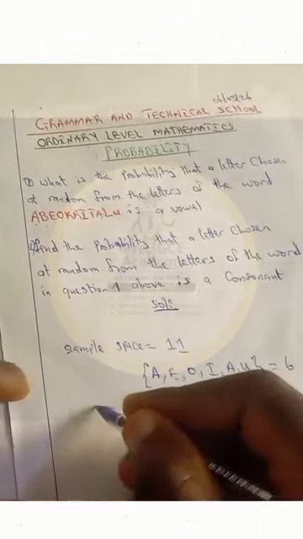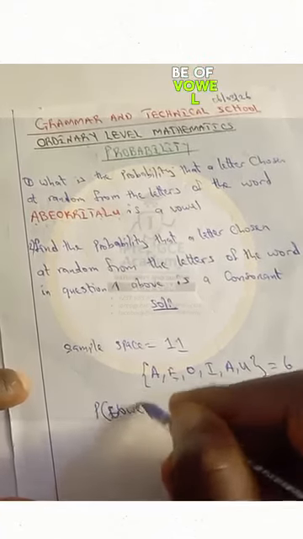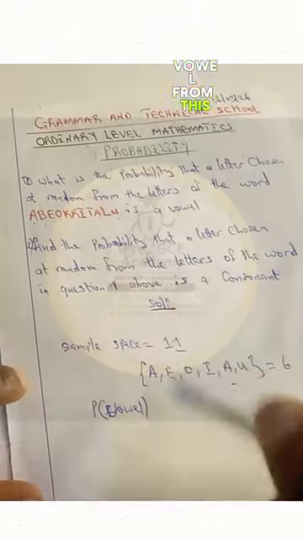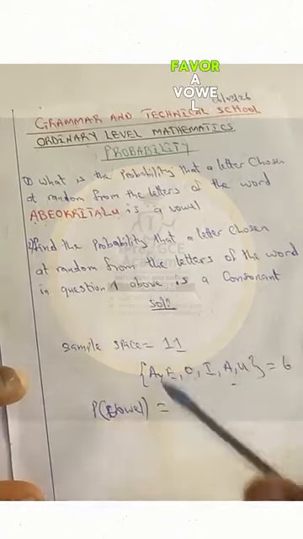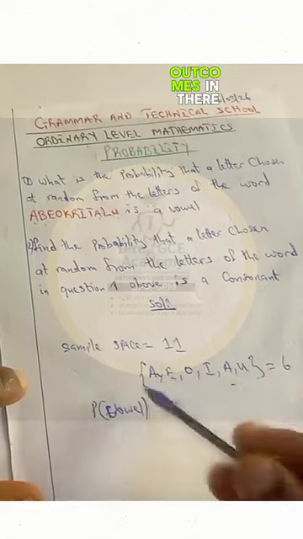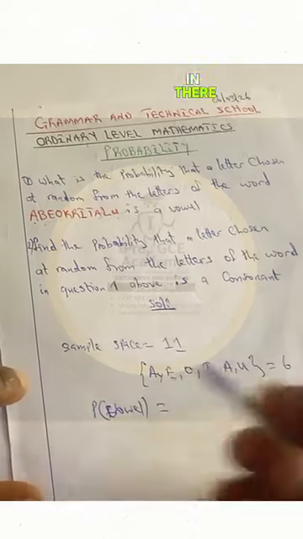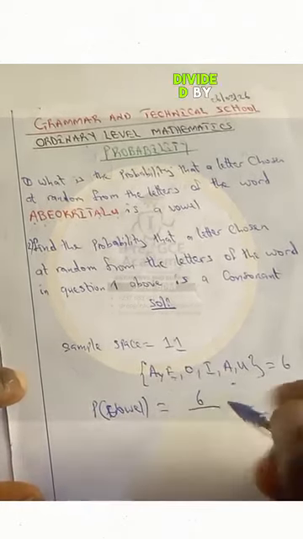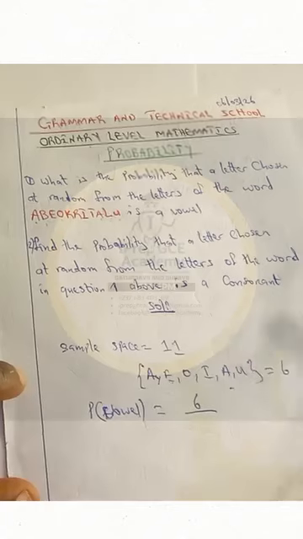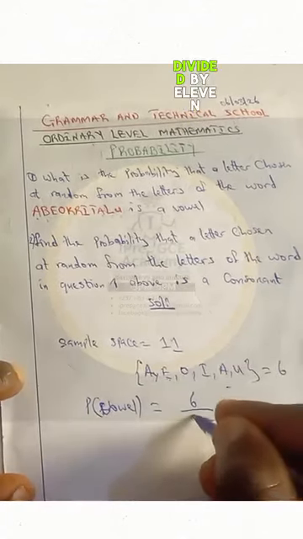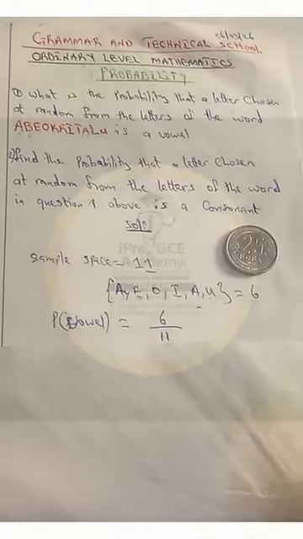So the probability of finding a vowel, P of vowel, or the probability of getting a vowel from this word is equal to the number of favorable outcomes. How many outcomes in there will favor a vowel? There are 6 outcomes in there, or 6 possible events that will favor a vowel. There are 6 vowels in there. So we will put 6 vowels divided by the total number of outcomes, or the sample space. How many letters are there in total? There are 11 letters there in total, divided by 11. That's the probability of finding a vowel at random in this.